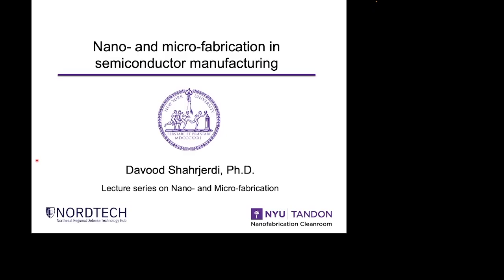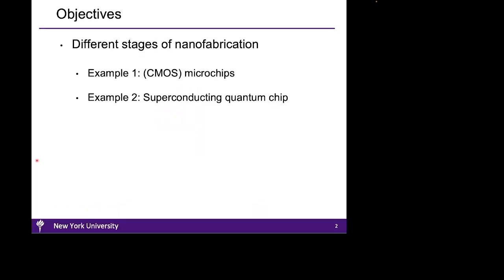In this video, we'll provide a high-level overview of the key processing steps involved in semiconductor manufacturing. The objective of this video is to provide an overview of the different stages of nano and microfabrication in semiconductor manufacturing. We'll do so by using two examples.